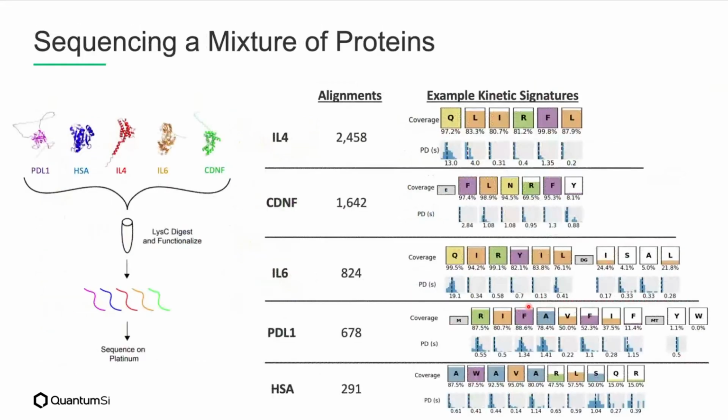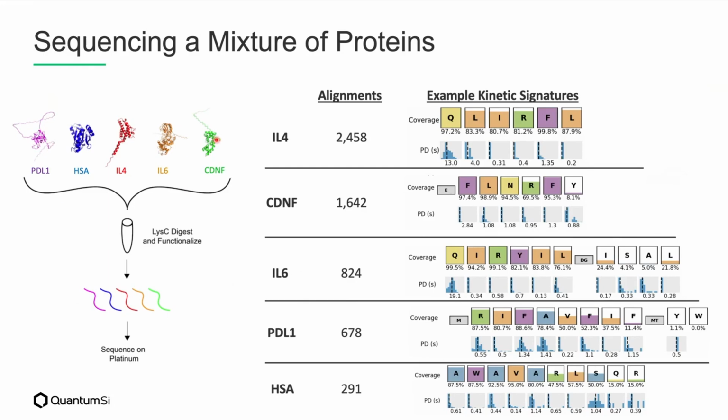Obviously, there are more complex scenarios that we can use Platinum sequencing for. On this particular slide, I'm showing you data indicating the identification of multiple proteins from a protein mixture. Again, on the left-hand side, what I'm going to show you are the 5 distinct proteins that went into this mixture. This is a mixture containing, again, the protein PD-L1, which I just highlighted, as well as human serum albumin, interleukin-4, interleukin-6, and the protein CDNF, or cerebral dopamine neurotrophic factor.